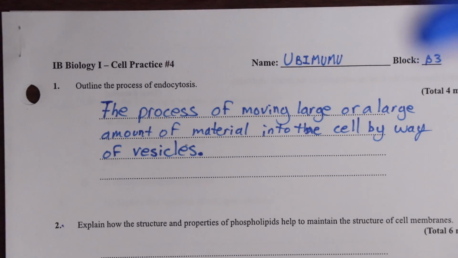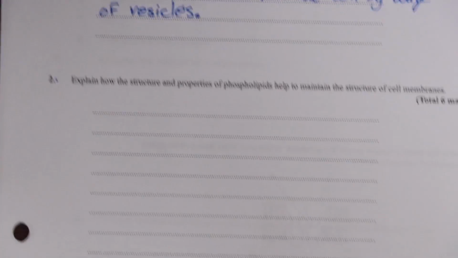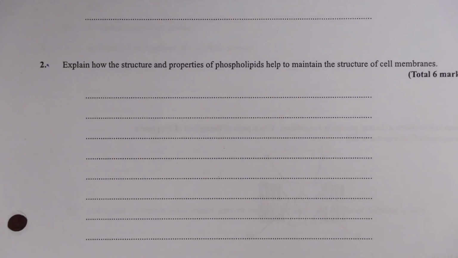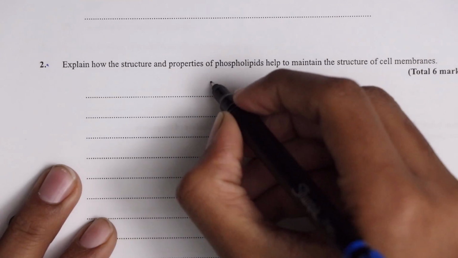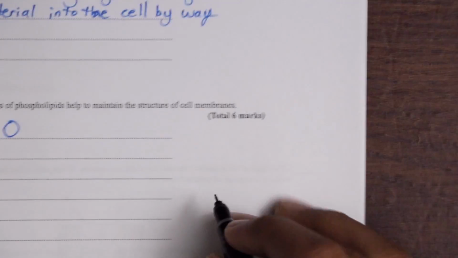So, let's see here. Question number 2. Explain the structure and the properties of phospholipids and how they help to maintain the structure of a cell membrane. This is going way back to probably one of the first couple of days of class. Now, if you remember what a phospholipid is, a phospholipid is one of these things.